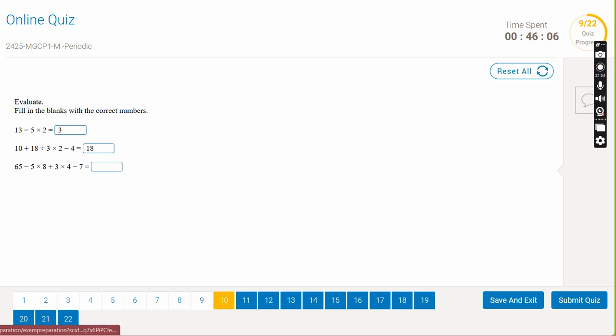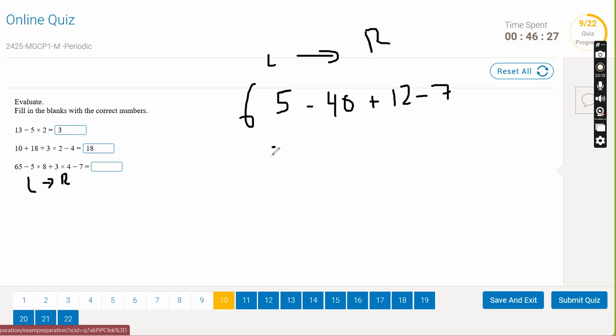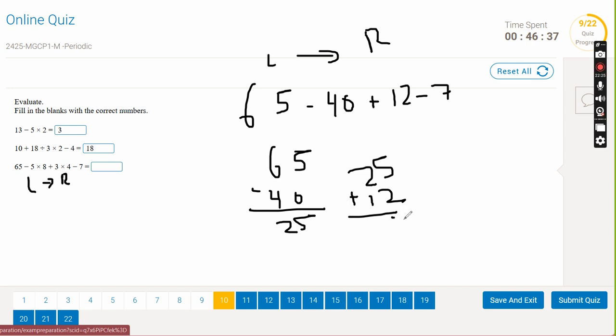And let's go to the last one. So now again, you have multiplication here, so you'll go from left to right. First, you will do the multiplication. So 65 minus 40 plus, what's 3 times 4? 12 minus 7. So what will you do now? You go left to right, because now you're only left with addition and subtraction. So 65 minus 40 gives you 25, plus 12 is 37, and then 37 minus 7 gives you 30. So that's your answer.